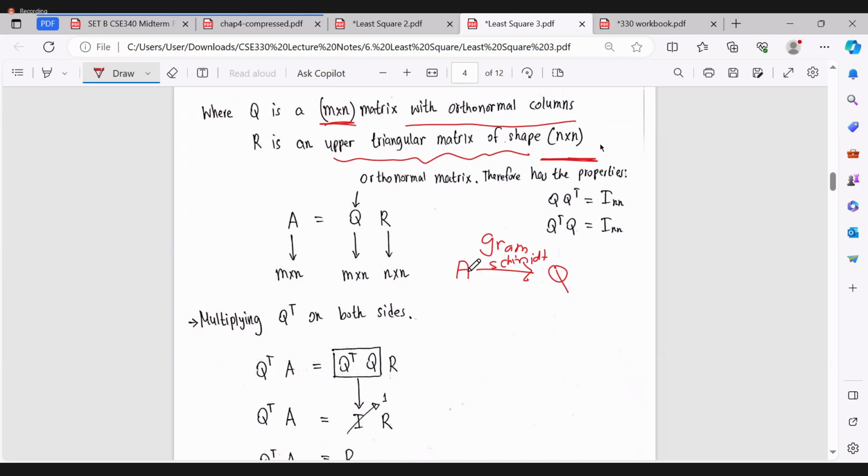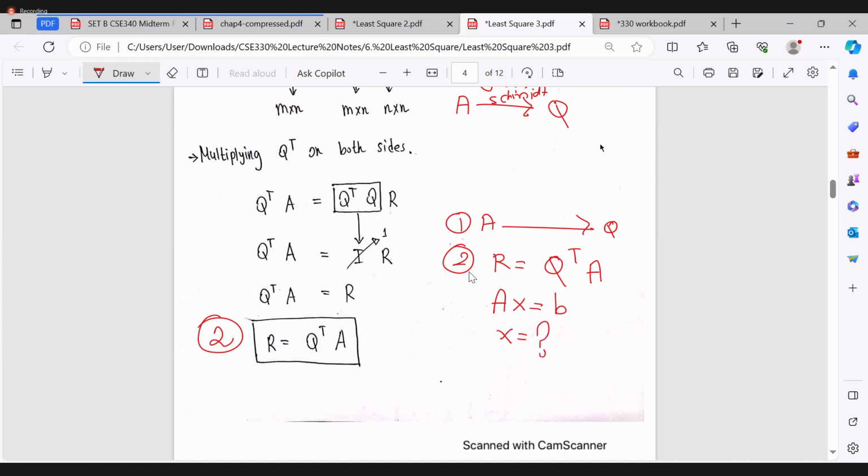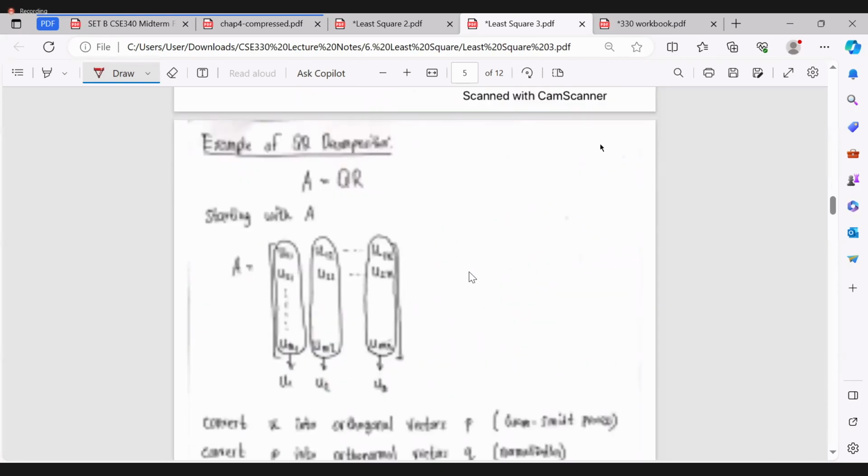And then you find R using this formula. This is the second formula. I'm not saying how to find this formula. It is not necessary. So step one will be finding Q from A. Step two will be finding R using Q transpose A. So you have your Q and R. Now it's time to find your X. So the equation system will look like this, right? This is the equation system, and you need to find X from this. That is the whole point of using whatever systems we are using.